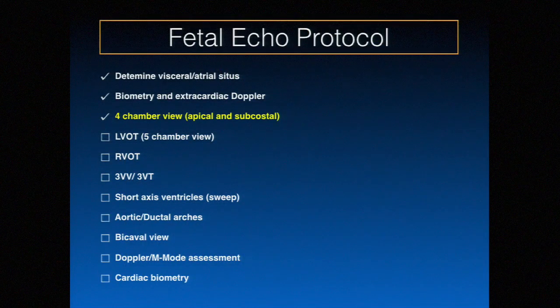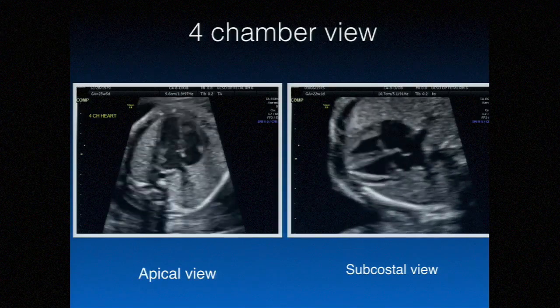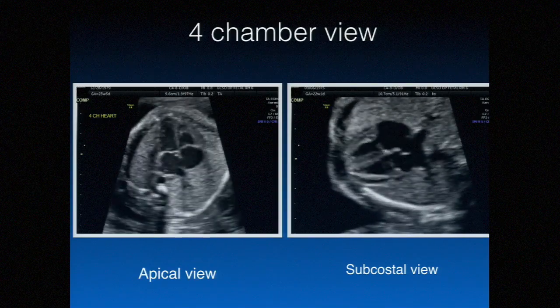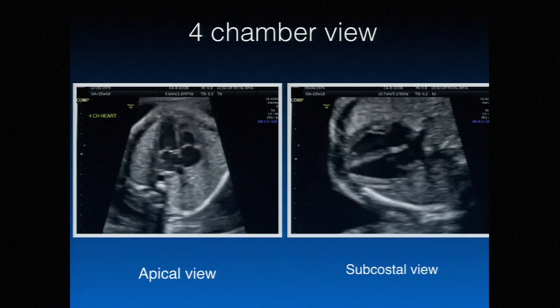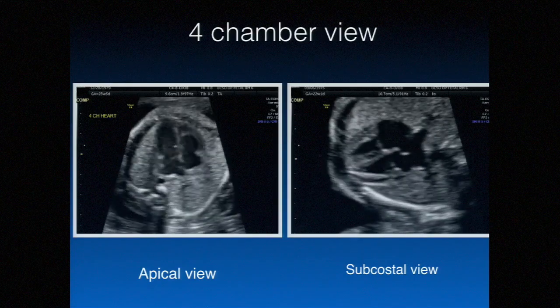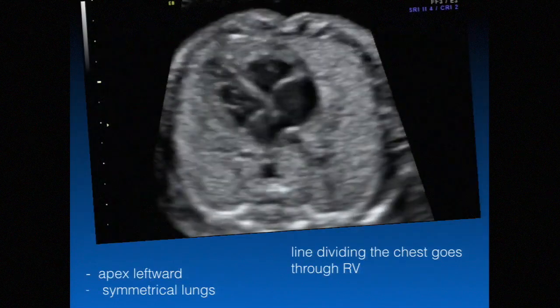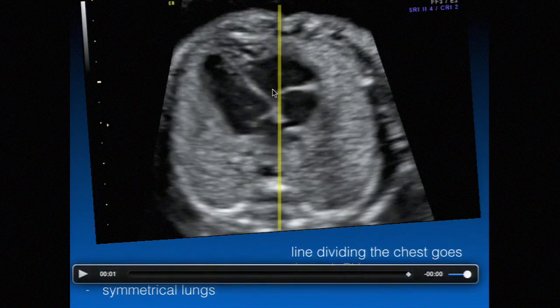So moving into our 4-chamber view, a couple different perspectives you can look at in the apical or subcostal view. I do like to look at both, if at all possible, and at some point during my examination I will get to see it in more than one perspective. And starting very simply, we want the apex obviously to be leftward. When you draw a line through the chest, it should traverse the right ventricle and go through the spine, with the majority of the heart being in the left chest.